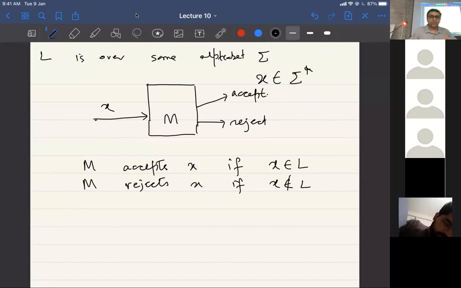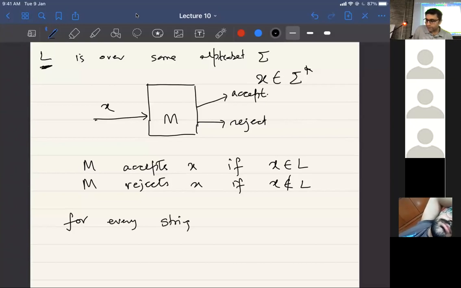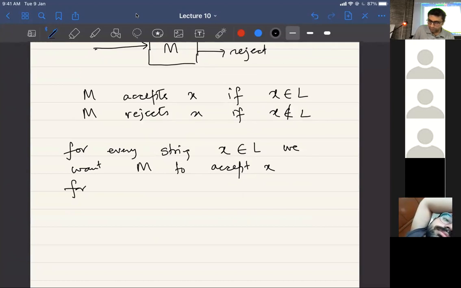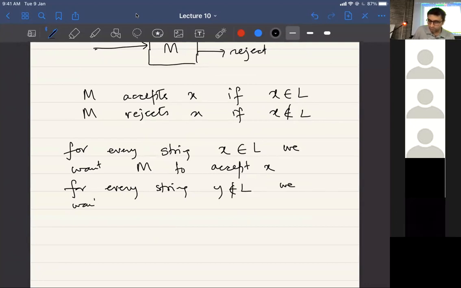Okay. So this is very simple, but let me explain it more. For example, suppose there is a language L, and imagine a very simple alphabet, say 0, 1. Now for this language over 0, 1, there are some strings which are in this language and there are some strings which are not in this language, right? For every string X which is in this language L, we want M to accept X, right? And for every string Y which is not in the language L, we want M to reject Y, right? This is the goal of designing a Turing machine.